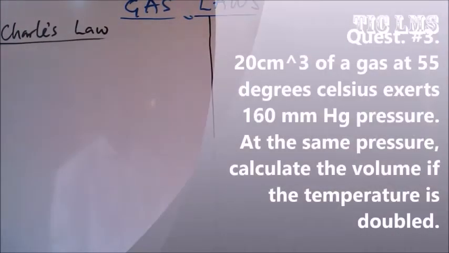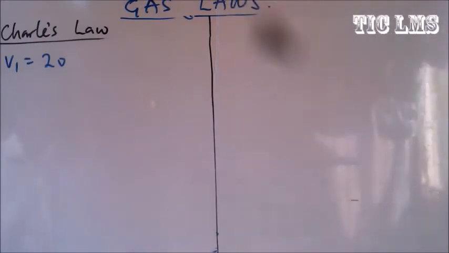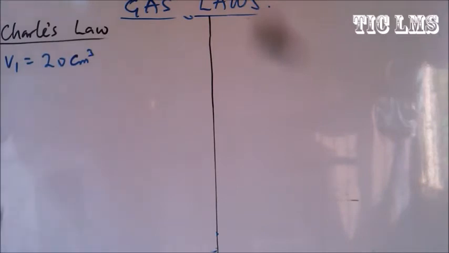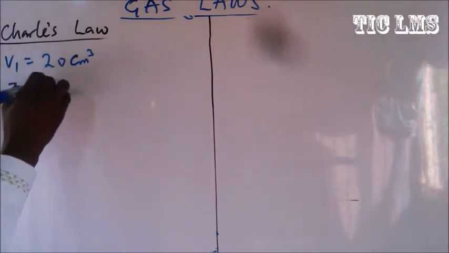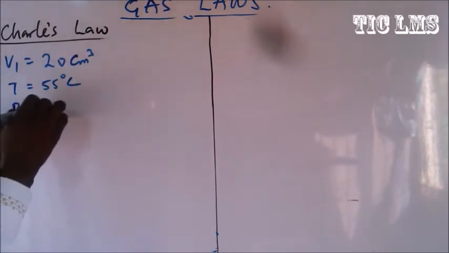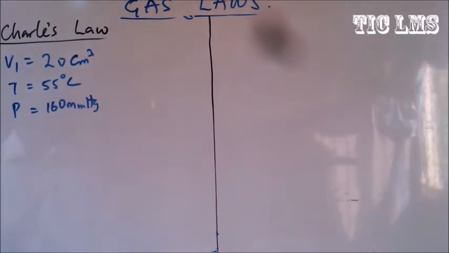20 cm cubed of a gas at 55 degrees Celsius exerts 160 mm mercury pressure. At the same pressure, calculate the volume if the temperature is doubled. Here we have that a gas has a volume of 20 centimeter cubed, and then it has a temperature of 55 degrees Celsius. It exerts a pressure of 160 millimeter mercury. At the same pressure, meaning that the pressure is constant. All right, so at the same pressure, calculate the volume if the temperature is doubled.